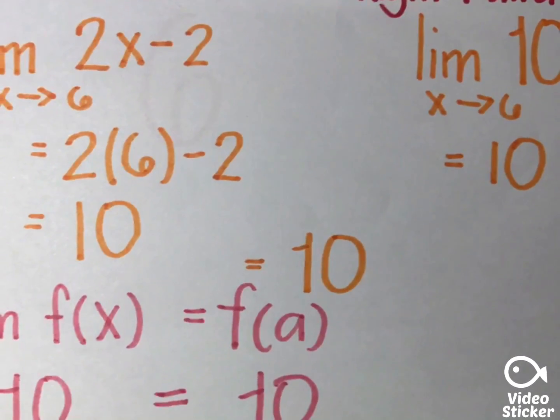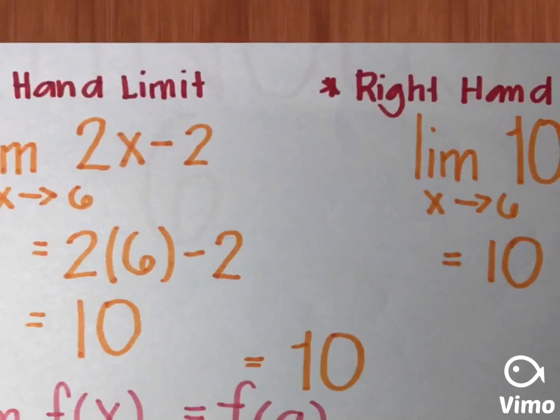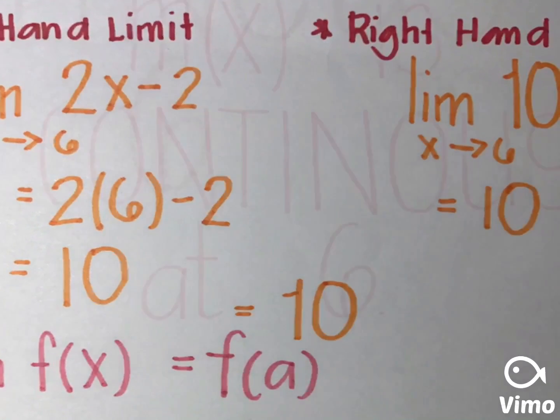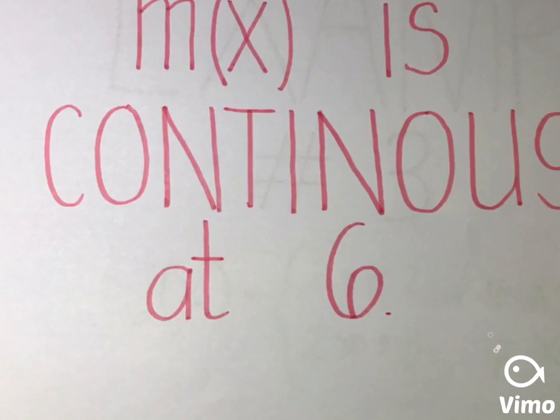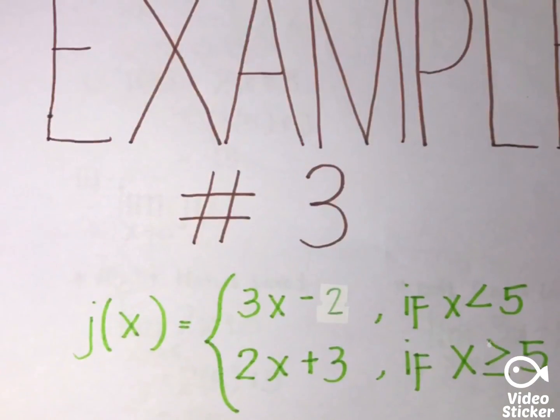Third condition, the limit of f of x must be equal to f of a. In this case, the limit of f of x is 10 and f of a is 10. Therefore, m of x is continuous at 6.